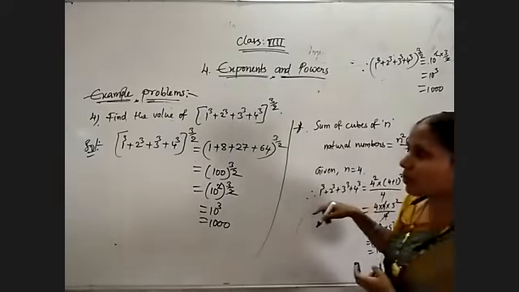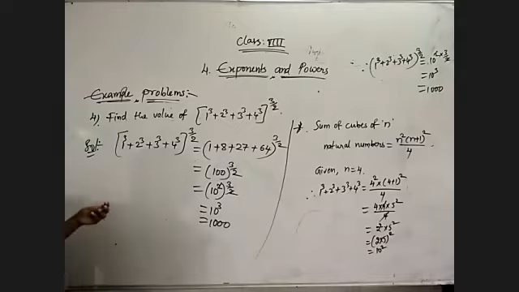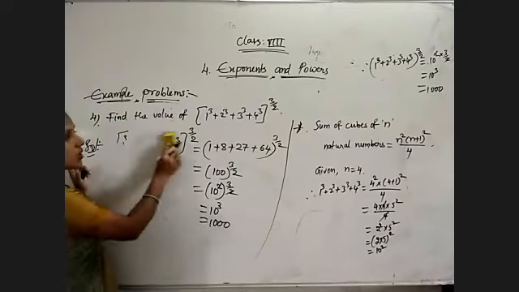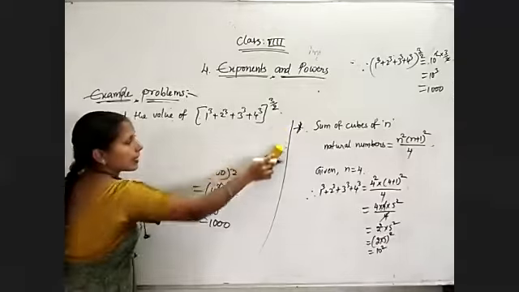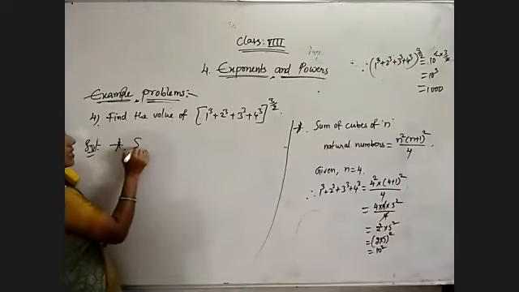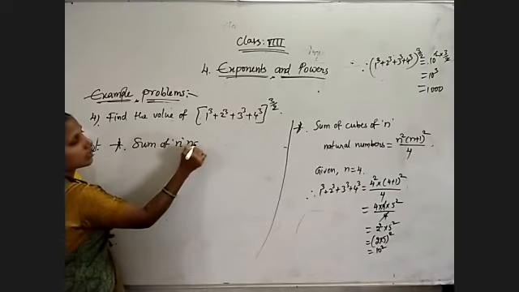Okay, here some more formulas are there. I'll write the formulas here. So this method is easy only. We have the formulas. Sum of n natural numbers.